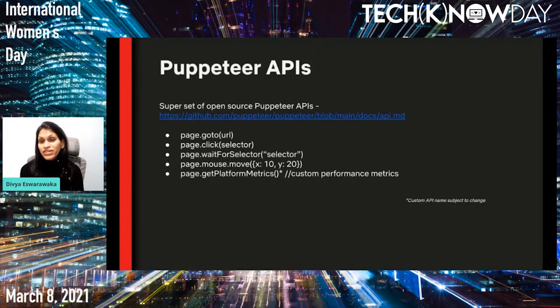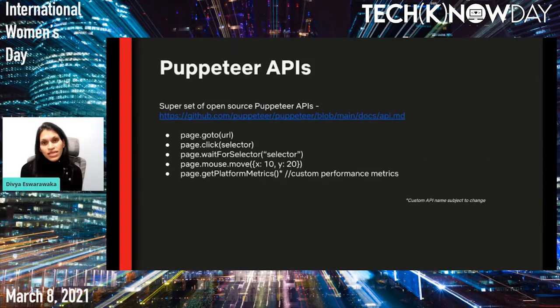To call out, we are a superset of open source APIs, as in addition to the all familiar page.goto URL to navigate to a URL, page.waitForSelector to wait for a particular selector to be on screen, and page.mouse input APIs, we expanded that set with custom APIs that are beneficial for us. For example, here what I've called out is page.getPlatformMetrics to get the custom performance metrics, which is very specific to the TV app.